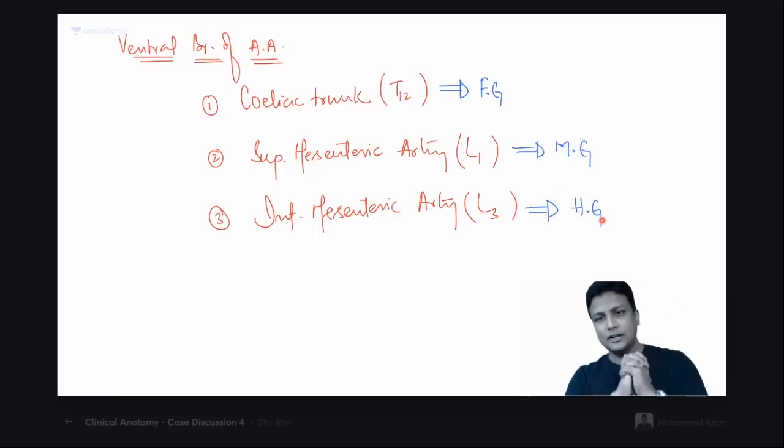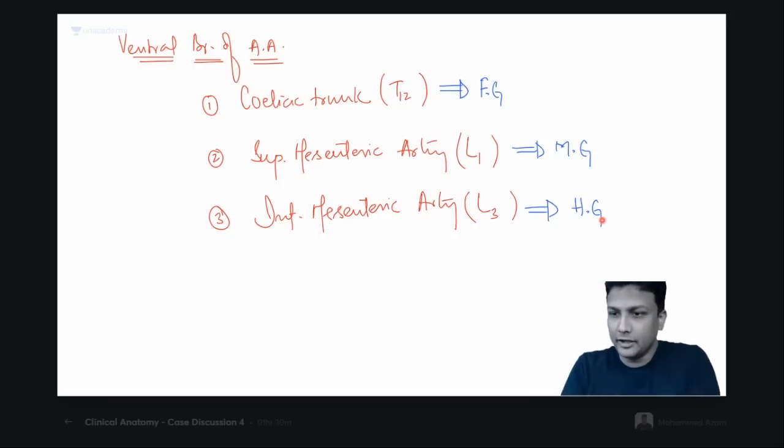Fine. So celiac trunk will be supplying the entire foregut. Superior mesenteric artery will be supplying the midgut. And finally, the inferior mesenteric artery will be taking care of the hindgut, guys. So foregut, midgut, and hindgut are supplied by the ventral branches of the abdominal aorta. Is it okay? So these are the three important branches which are given from the ventral aspect of the abdominal aorta.